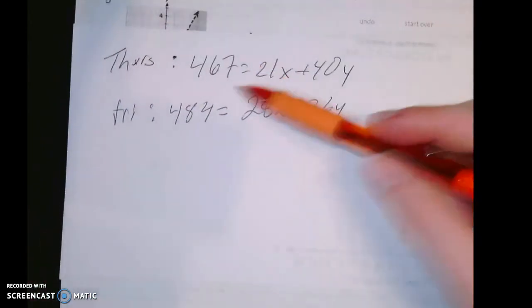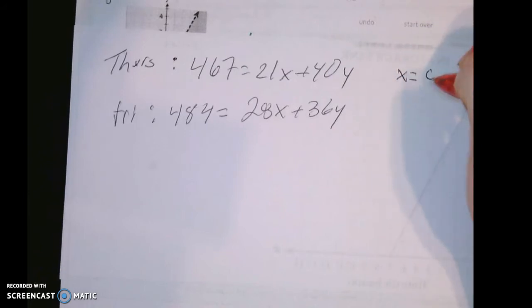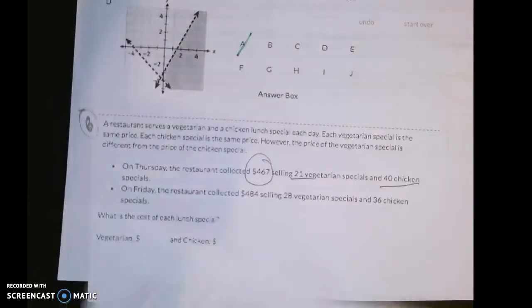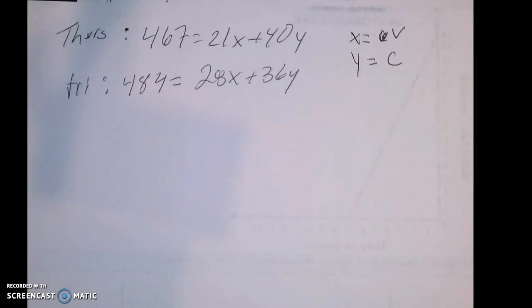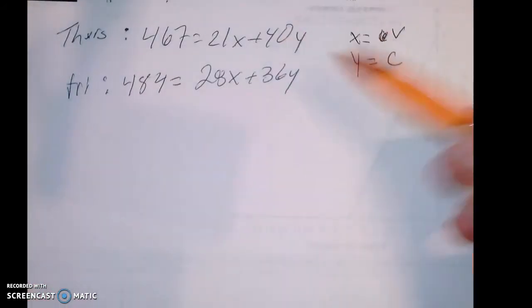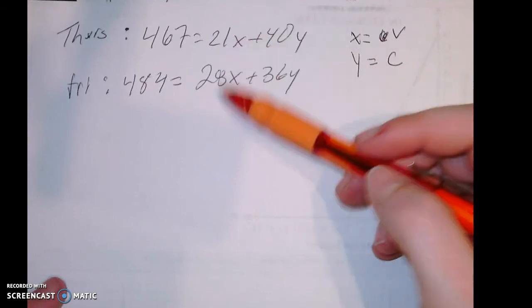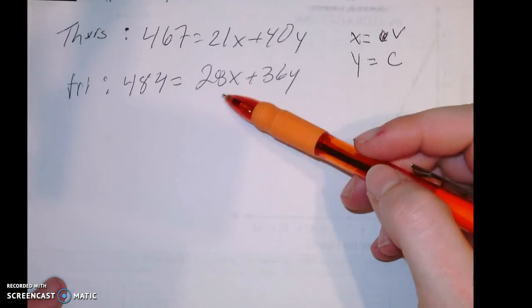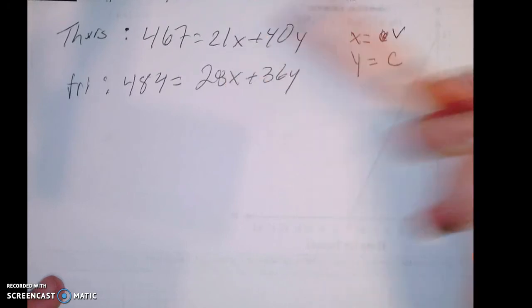For Thursday, I made sure you got a label that X is chicken and Y is veggies, and for Friday, X is veggies and Y is chicken. It's really important because when you get your answer, you need to know which one is which. Now, we're going to have to do some major multiplication here. I see that both of these are divisible by 7. So I'm going to go ahead and use X to eliminate. You could easily use Y.